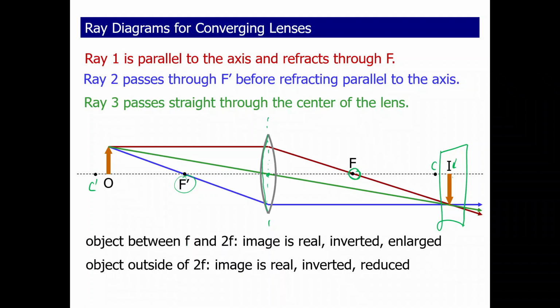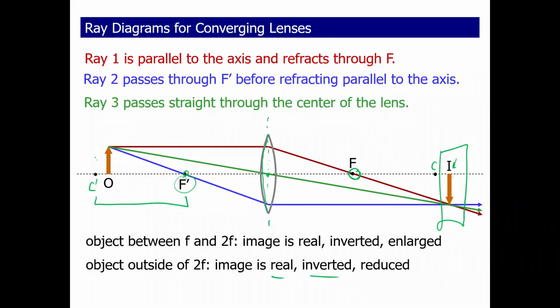If we are outside of 2F, so outside our center of curvature, then the image is going to be real, inverted, and reduced. So it's going to be smaller the further and further away we go. And it's still going to be real and inverted. So as long as we are outside of the focal point, we get a real image. It's inverted. When we're in here between C and F, then we get an enlarged image.